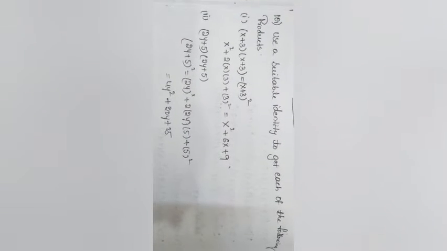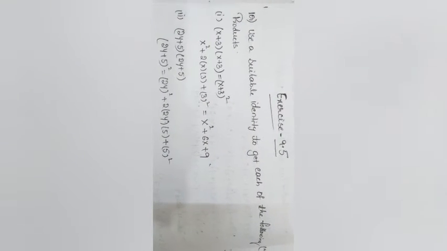Coming to exercise 9.5, first question: use a suitable identity to get each of the following products. In this first bit, the question is x plus 3 into x plus 3. It is in the form of a plus b into a plus b. You should study the algebraic formulas very perfectly. What is the formula of a plus b into a plus b?